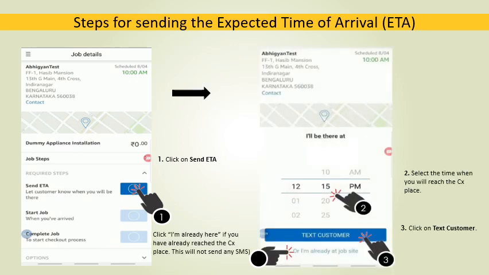To send ETA, click on the ETA button. After clicking on the button, a pop-up will appear asking you to select the time by when you can reach the customer's place. Select the appropriate time and then click on the Text to Customer button. You have to choose the arrival time based on where you are and how much time you expect to spend traveling to the customer's house.